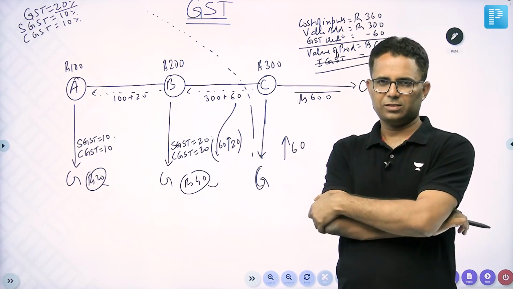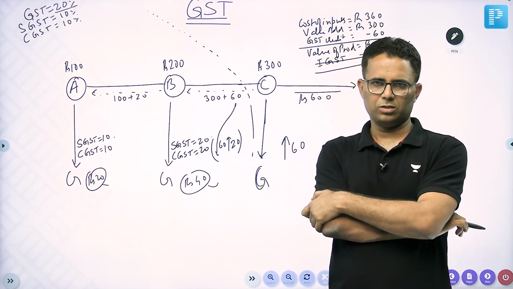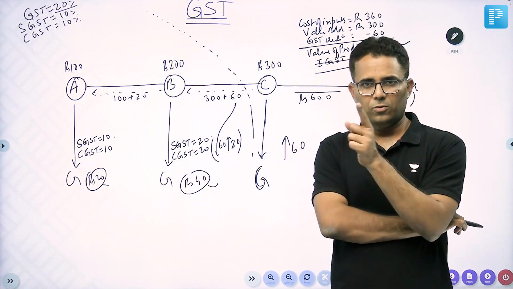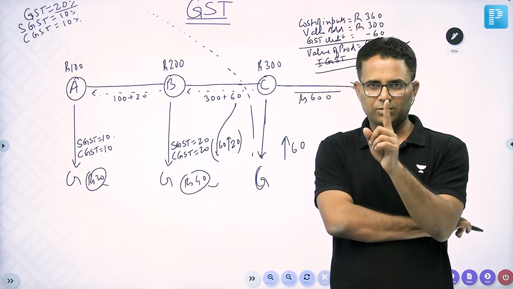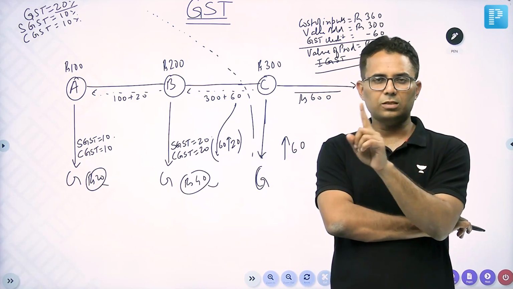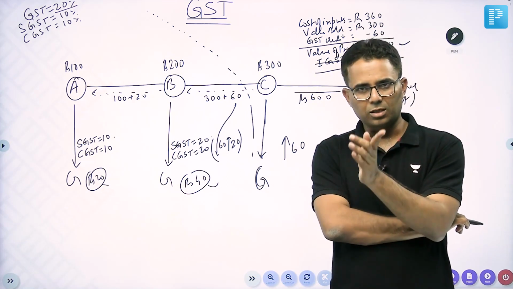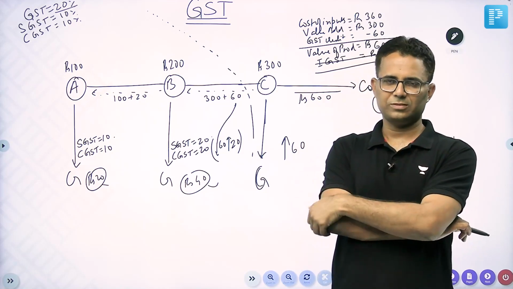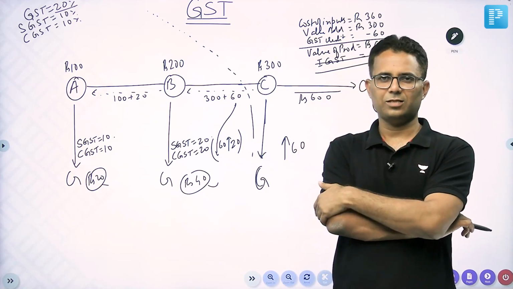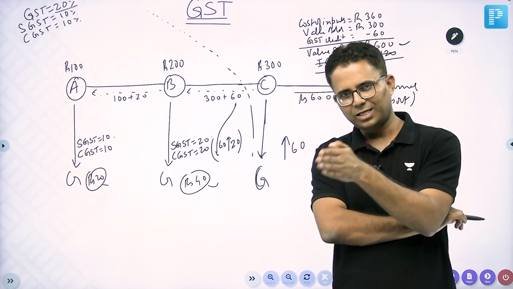But there is one catch. When I am importing 100 rupees of goods, first customs duty is imposed. Customs duty has not been subsumed under GST. Even after GST came, customs duty has remained. Customs duty has not been removed. Customs duty is still there. So the cascading impact of customs duty is still there in GST.